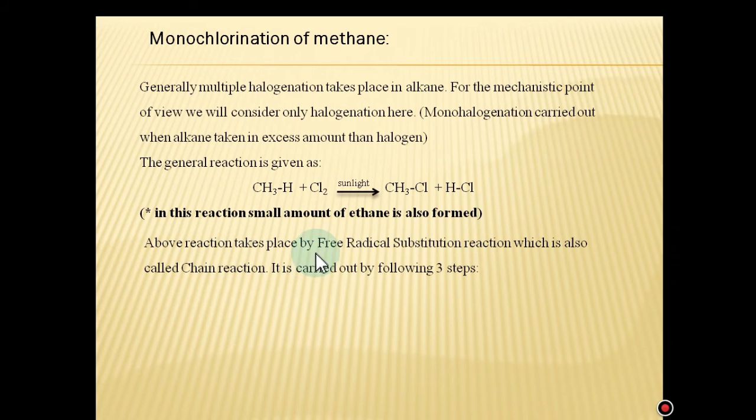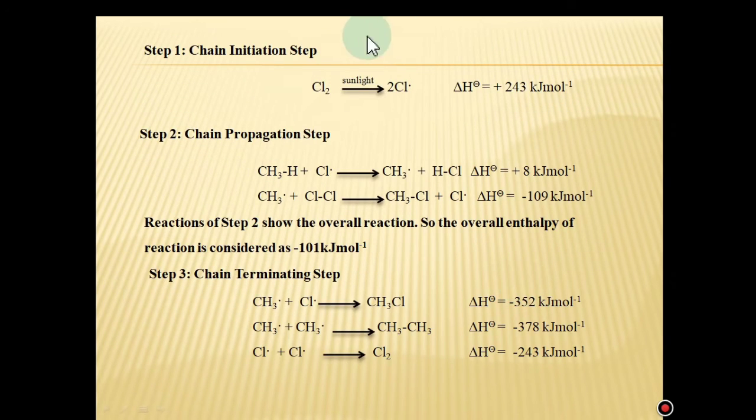The above reaction takes place by free radical substitution reaction, which is also called a chain reaction. It is carried out by the following 3 steps. The first step is called the chain initiation step. Chlorine reacts in the presence of sunlight to give Cl dot. The enthalpy change in this reaction is plus 243, meaning the reaction is endothermic.